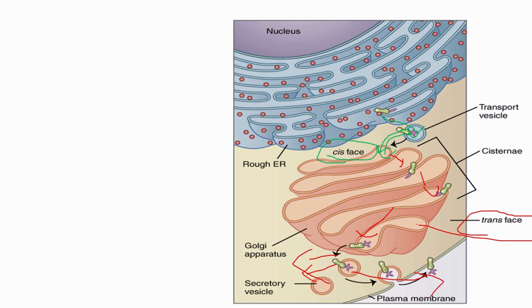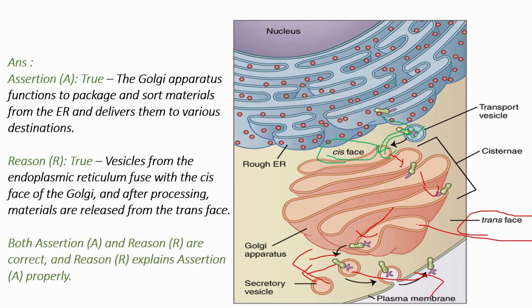Okay, so the second option is correct here, whereas from the first option also you can see that the assertion is also true. Why? Because the Golgi apparatus functions to package, right? What the Golgi is doing here is packaging the food materials that were produced from the endoplasmic reticulum, and transferring them to various destinations.